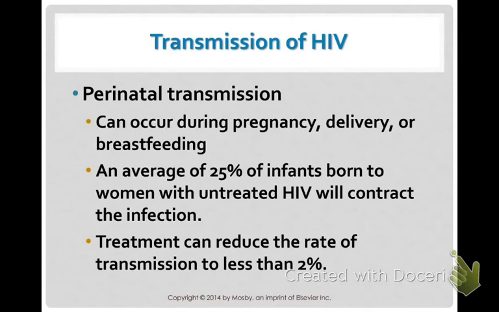Perinatal transmission can also occur during pregnancy or delivery or even breastfeeding, like I said, breast milk. An average of 25% of infants born to women with untreated HIV will contract the infection through that. Treatment, although, can reduce the rate of transmission to less than 2%. So fortunately, if the moms take the antiretroviral therapy, then the babies have much better chances of survival.